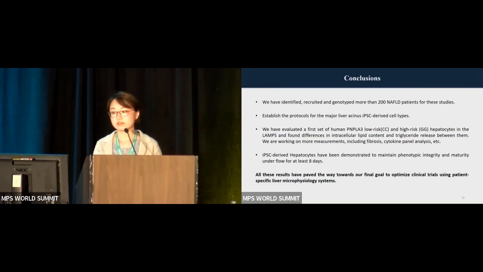We have evaluated the first set of human PNPLA3 low-risk and high-risk hepatocytes in the LAMPS model and found differences in the intracellular lipid content and triglyceride release between them. We're working on more measurements, including fibrosis and a cytokine release panel. iPS-derived hepatocytes have been demonstrated to maintain phenotypic integrity and maturity on flow for at least 8 days. All these results have paved the way toward our final goal, to optimize clinical trials using a patient-specific liver MPS system.